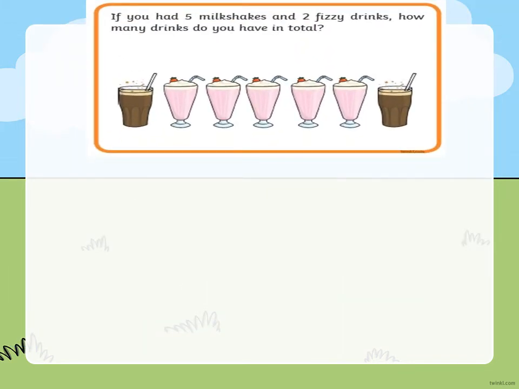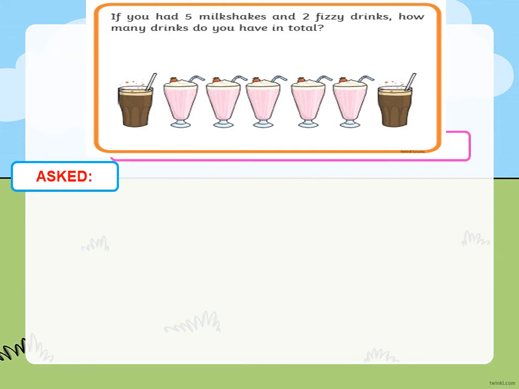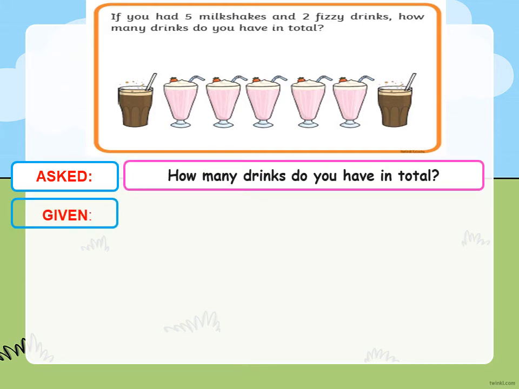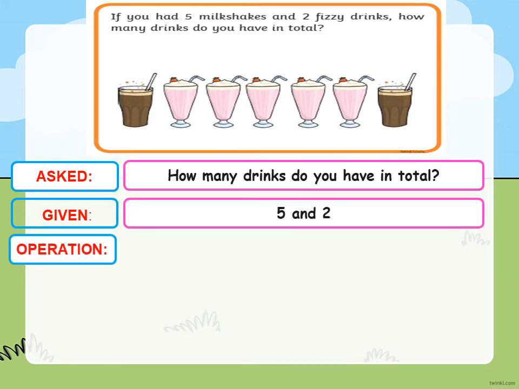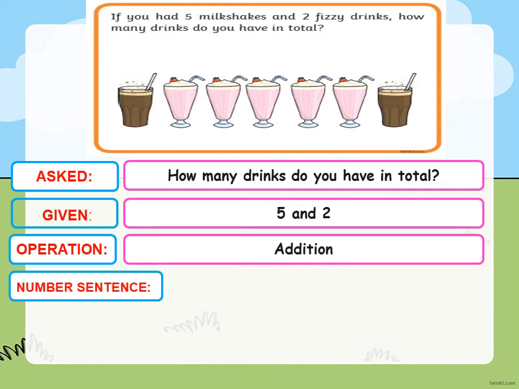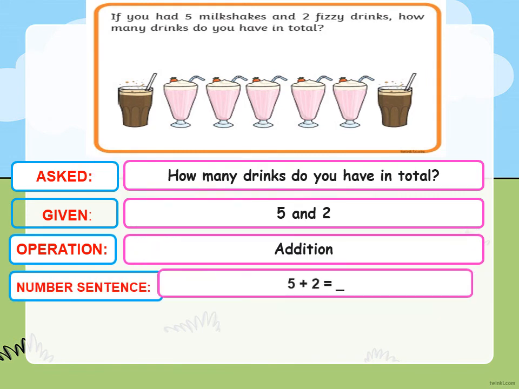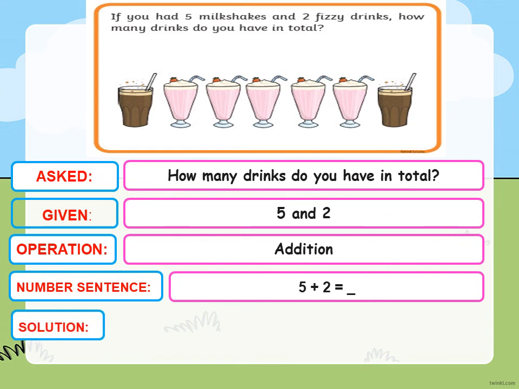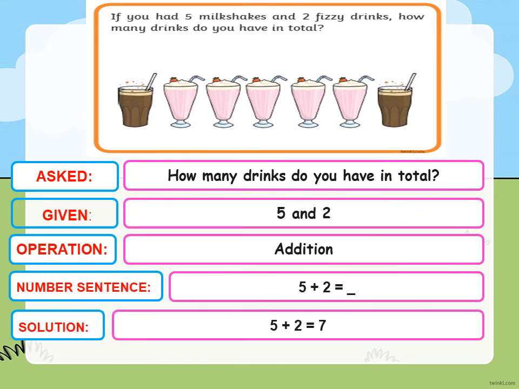If you had 5 milkshakes and 2 fizzy drinks, how many drinks do you have in total? Ask. Given. Operation. Number sentence. Solution. Answer.